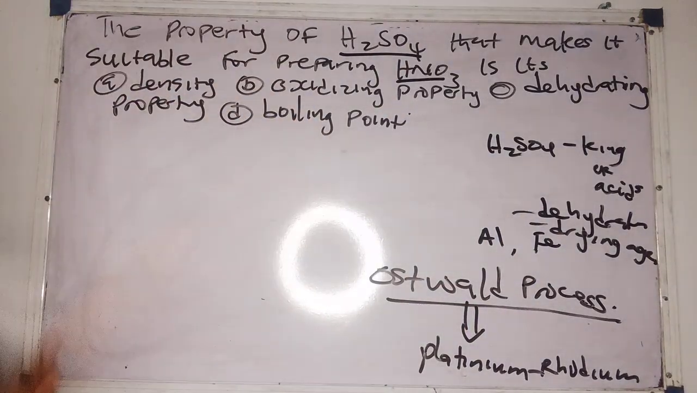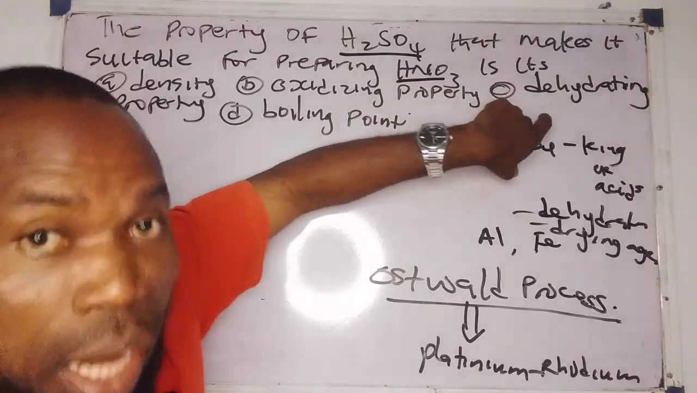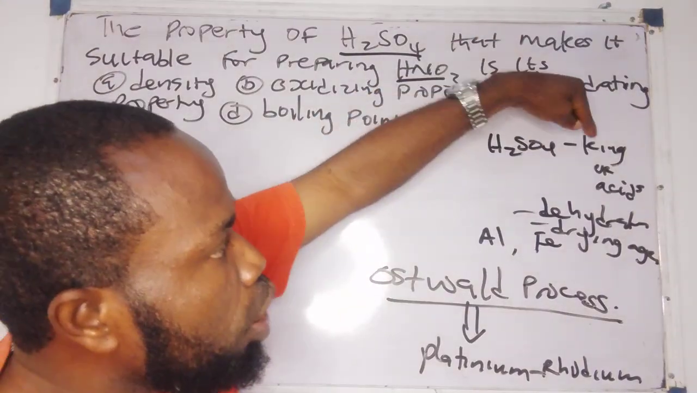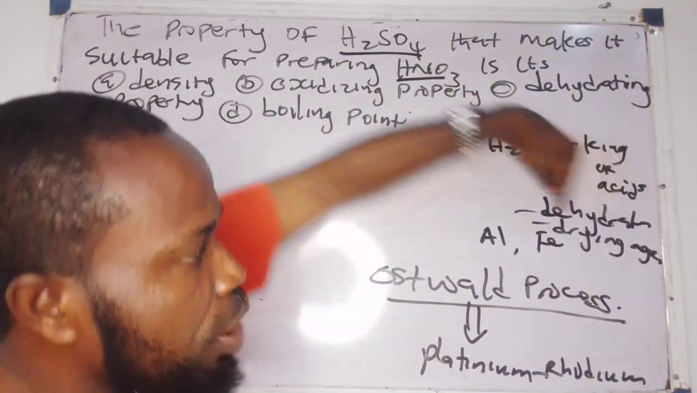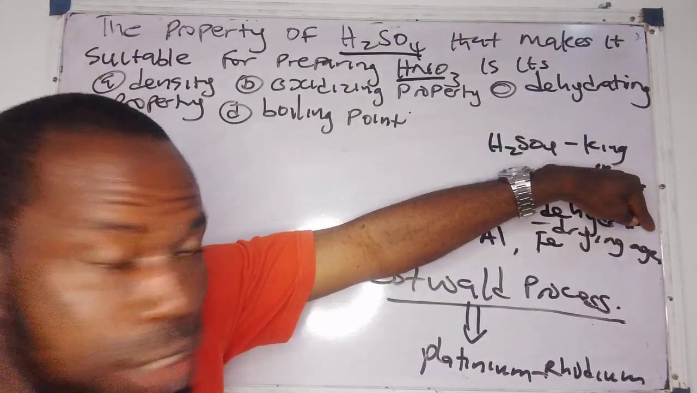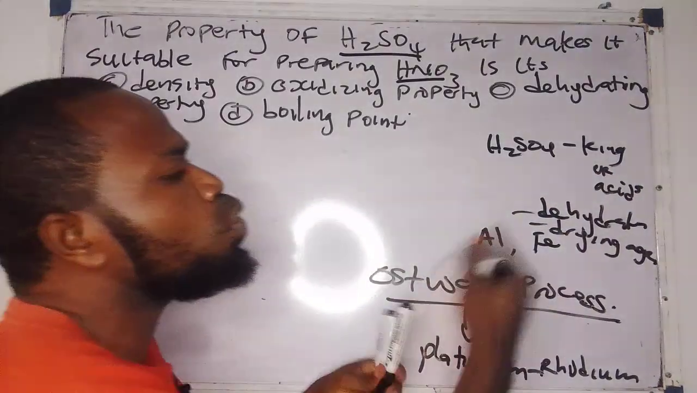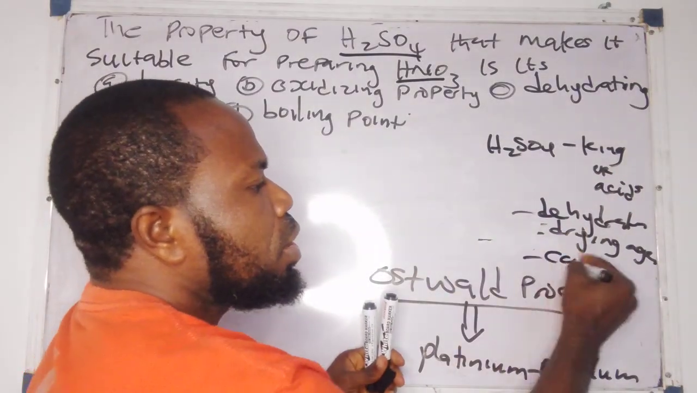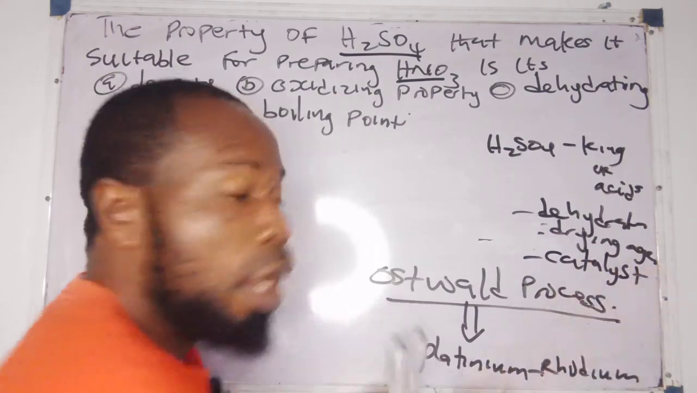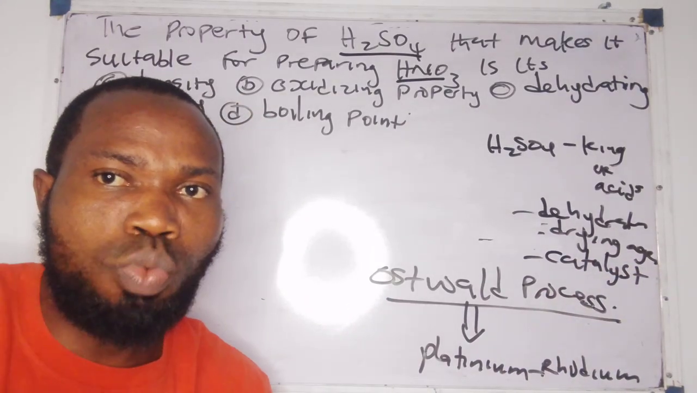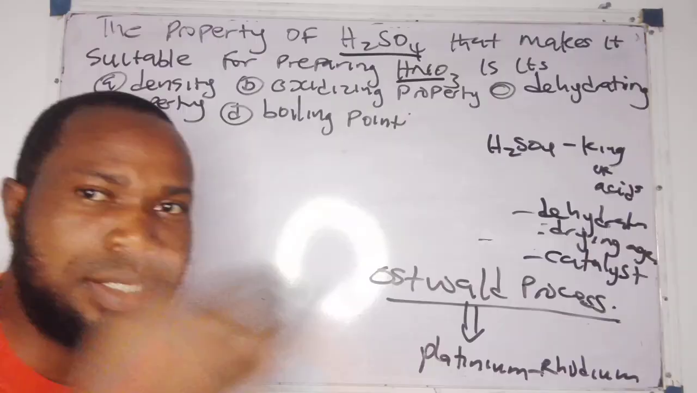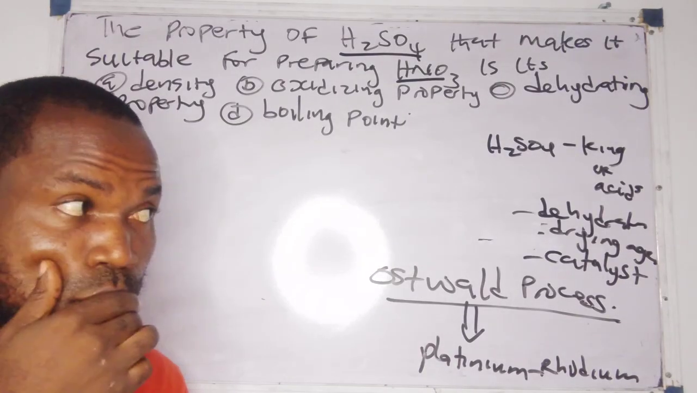Now, if we have analyzed that, remember we are looking at H2SO4 now. We said H2SO4 is the king of acids. It can be used as a dehydrating agent. It can be used as what? Drying agent. It can also be used as a catalyst. It can also be used as a what? Catalyst. So there are instances where H2SO4 is used as what? As a catalyst.